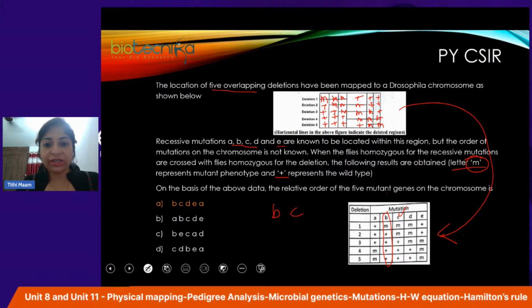Next one, again check the profile. Minus, minus, minus, plus, plus, plus. Who is showing that? D. Next profile, plus, minus, minus, minus, plus. There is none of the genes showing that. So maybe out of the genes that we have mapped, none is present in this particular segment. Moving on, plus, plus, minus, minus, minus. That is E. That means after D it will be E, and finally A. So the order of these genes is B, C, D, E, A.